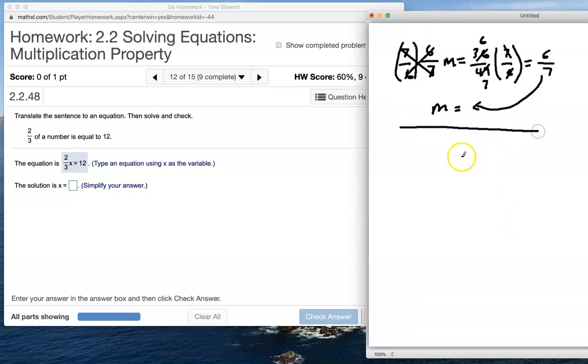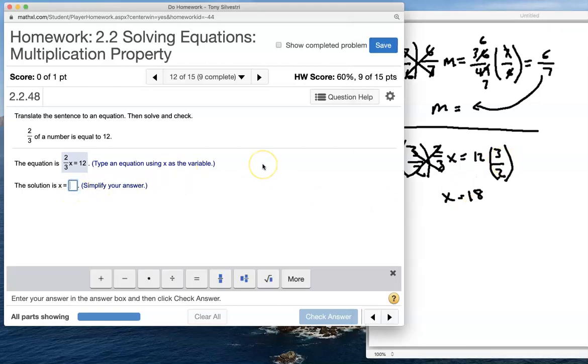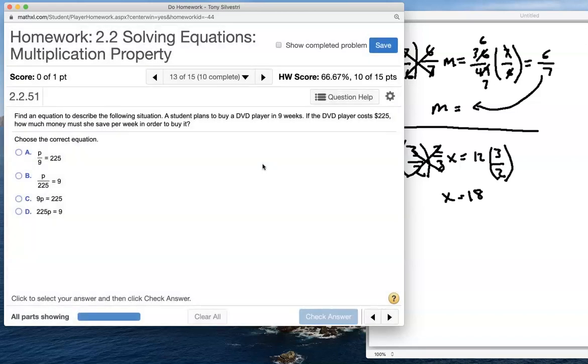Okay. So what I'm going to do is say 2/3 x equals 12. Multiply both sides by 3/2. Make parentheses out of this, parentheses out of that. That cancels. X equals 18. 2 goes into 12 6 times, 6 times 3 is 18. Yes, it looks like 2/3 of 18 would be equal to 12. Okay, so we got that done.